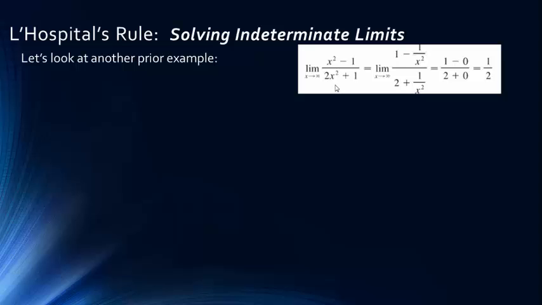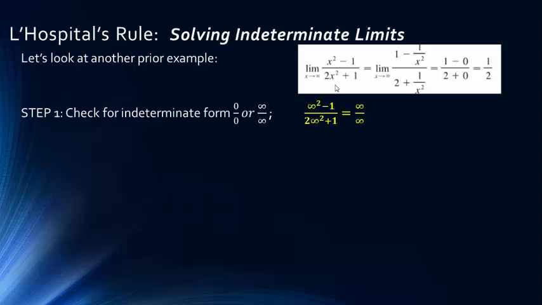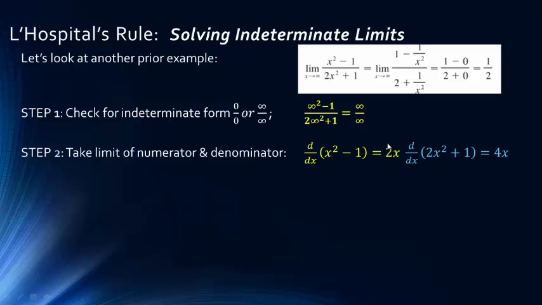So again, remember, this is an example. We already know the answer, so we just want to look at it. Always, always first we're checking for an indeterminate form. Plug in the value of the limit. This time we're plugging in infinity. X goes to infinity in the original equation. Infinity squared minus 1 over 2 infinity squared plus 1, and notice this just gives us infinity over infinity. Okay? So we have the indeterminate form.